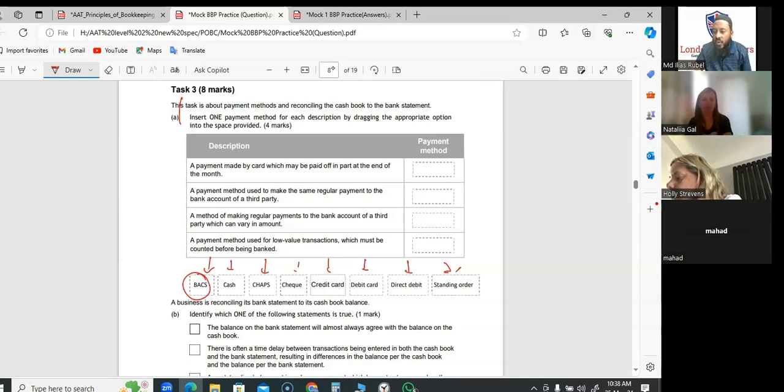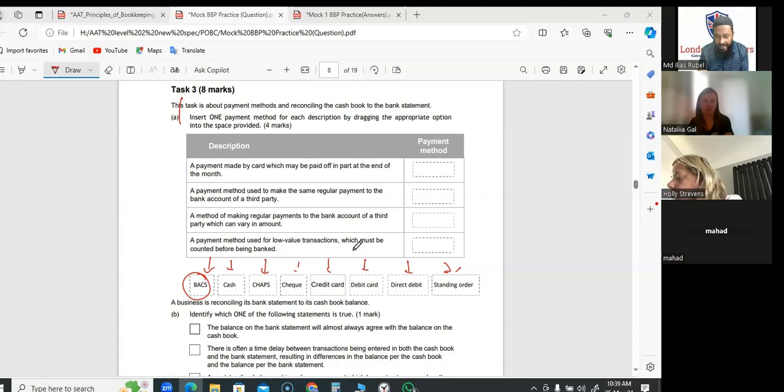Cash and coin, or over the counter, when you pay. CHAPS is an electronic payment, but it's for bigger amounts. Do you remember? Yeah, it's for bigger amounts. Credit card, when you pay on credit, you don't pay then and there. Debit card, it's not credit, the money is available, but still it's electronic, using a plastic card. Direct debit and standing order.